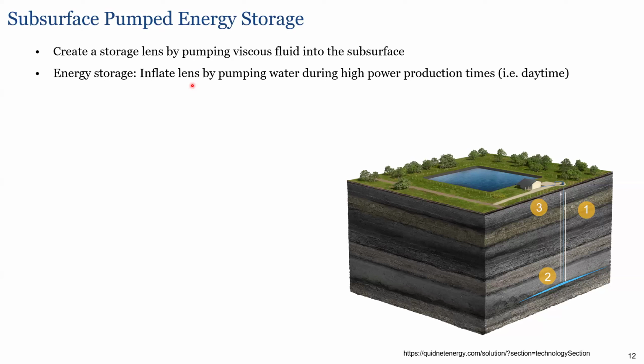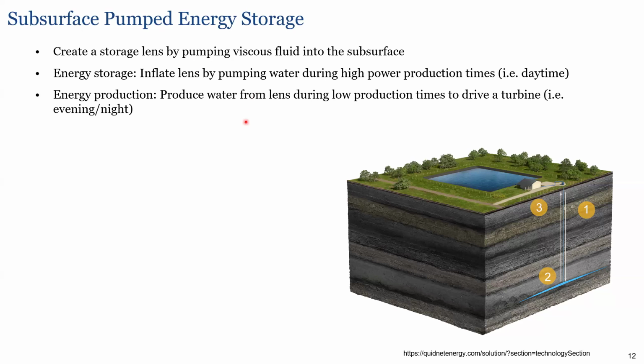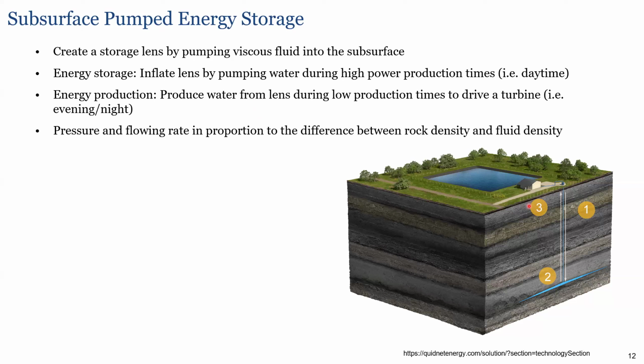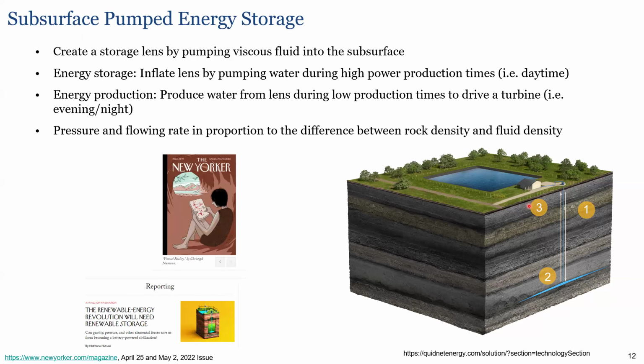So the idea is to inflate the lens by pumping water during high power production times. So you run surface pumps using solar cells, for example, and then to produce water from the lens during low production times to drive a turbine at the surface. And the pressure and flowing rate are in proportion to the difference between the rock density and the fluid density. This is a technique. There's a couple of companies working on these, but this pure lens storage was originally pioneered by Quidnet Energy, and is a topic of ongoing field demonstration.